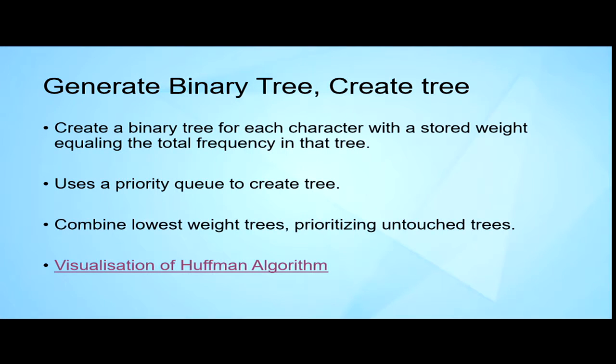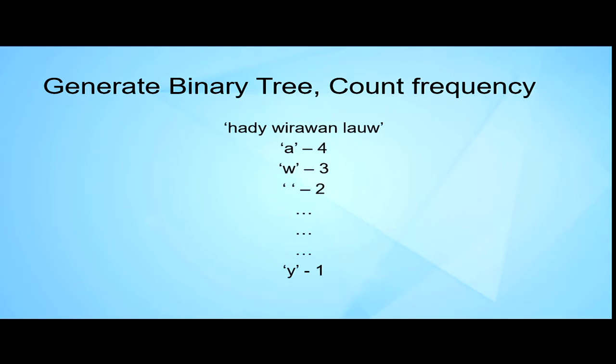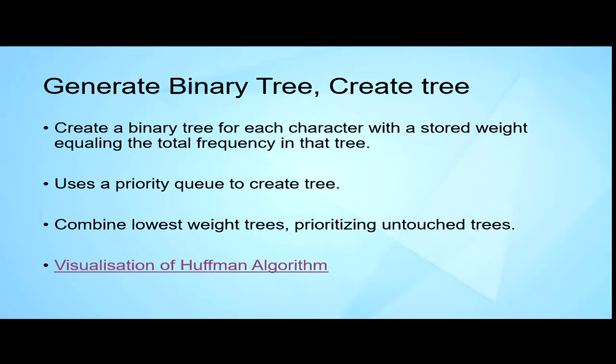Because there are a lot of steps, I will use a website to show you how to create a tree after counting the frequency. First, I'll explain the step. The step is to assign the weights into a priority queue where the lowest weights are combined first. And then it prioritizes untouched trees over touched trees. You guys will see what I mean.